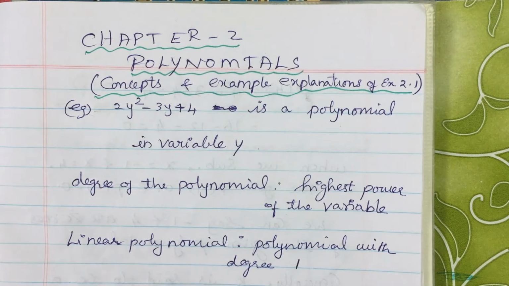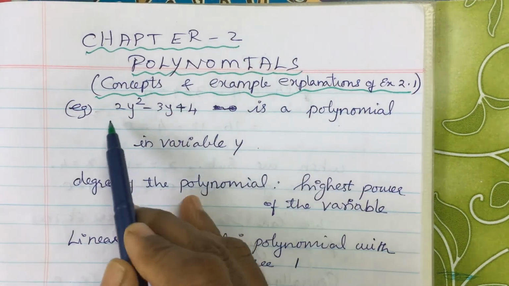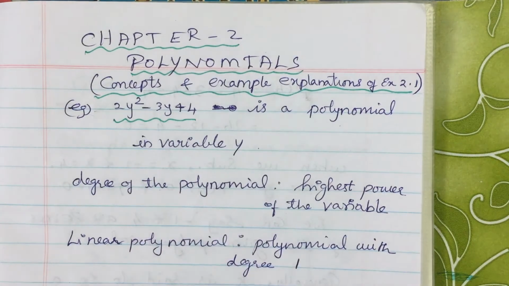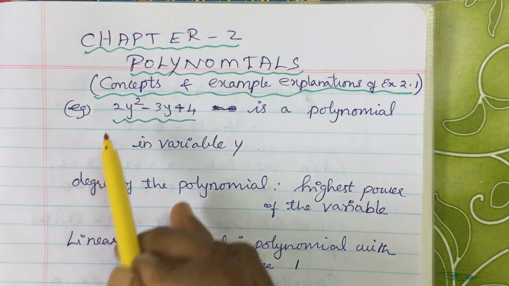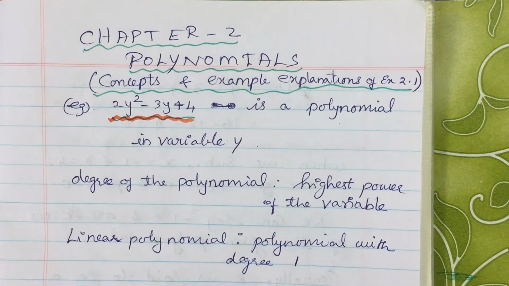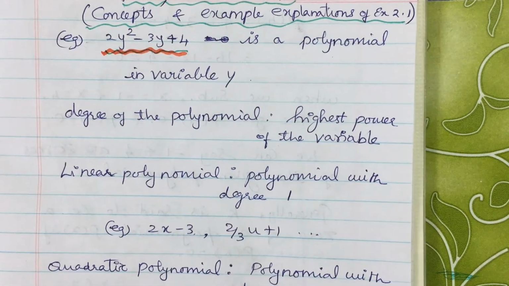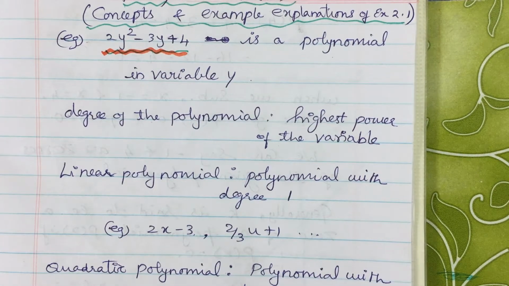So first you should know what is a polynomial. So here I have given an example for polynomial. So 2y square minus 3y plus 4, it is a polynomial in variable y. So first definition or term you should know here is what is the degree of a polynomial. Degree of the polynomial is nothing but the highest power of the variable in the polynomial.